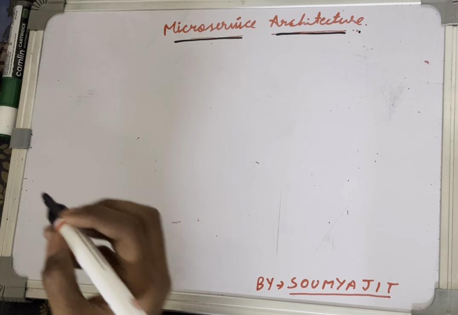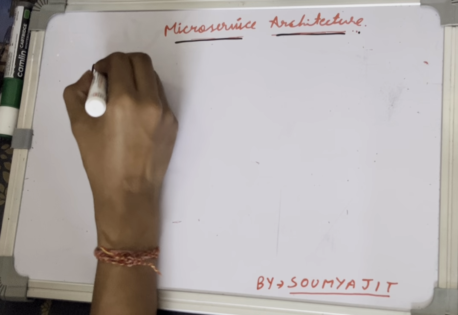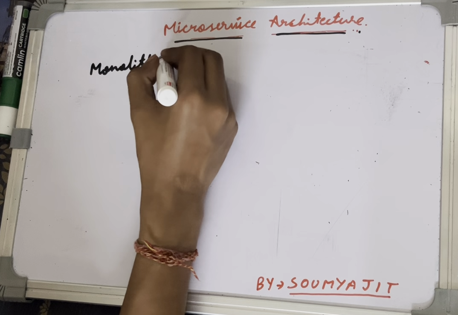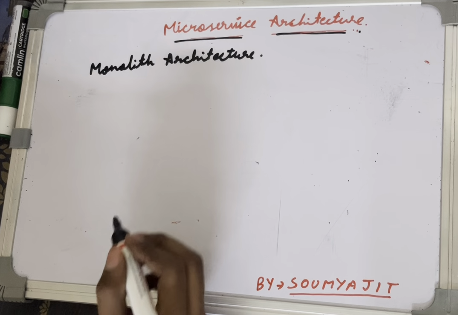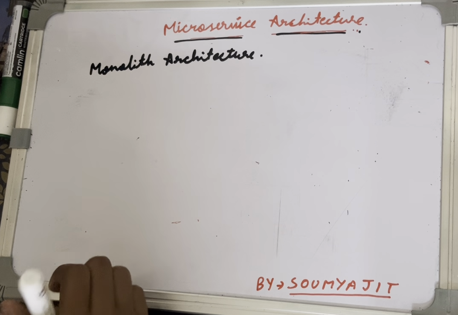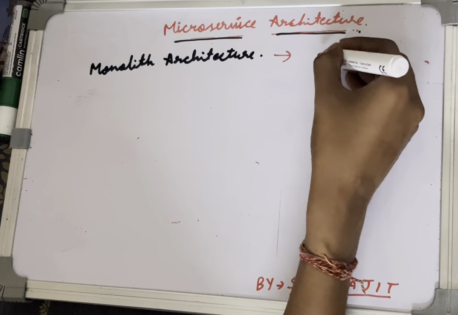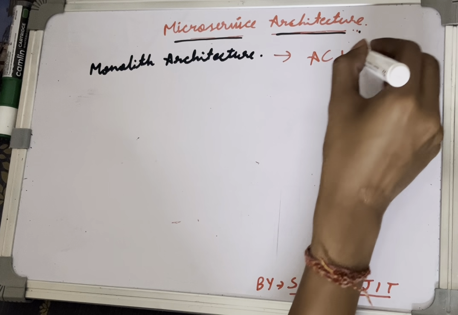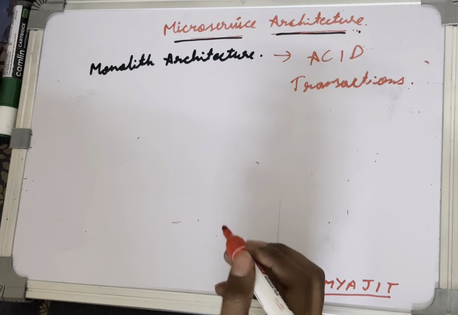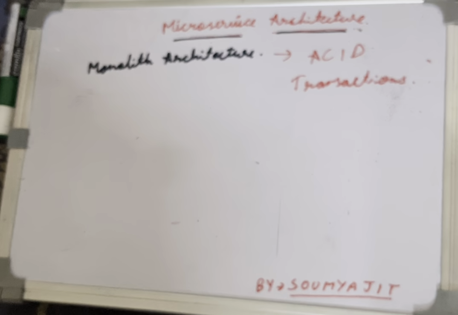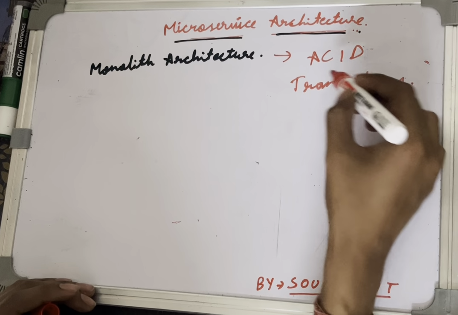So, before the microservice architecture, there was another architecture which is called monolith architecture. In monolith architecture, it is a relational database that handles and guarantees the data consistency by ACID transactions, right? ACID: atomicity, consistency, isolation, and durability. These four properties are used in order to maintain strong data consistency.